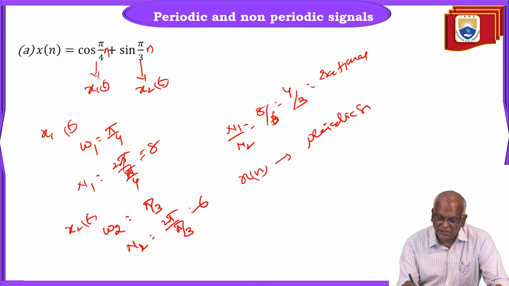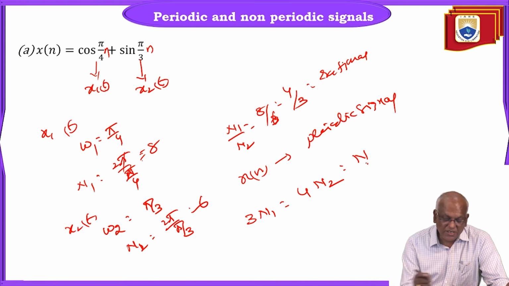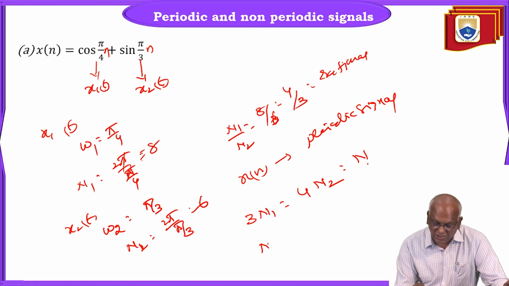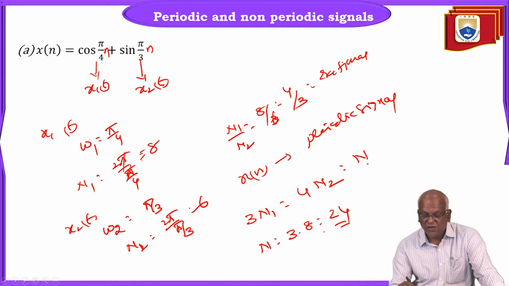Now the period of the signal is given by simply finding 3 times N1 equal to 4 times N2. That is equivalent to N, where N is the period of x of n. So N is given by 3 times N1 equal to 3 times 8, which is 24. The period of the combined signal is 24.